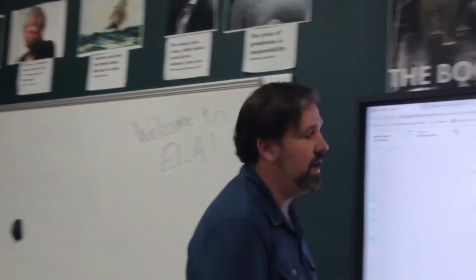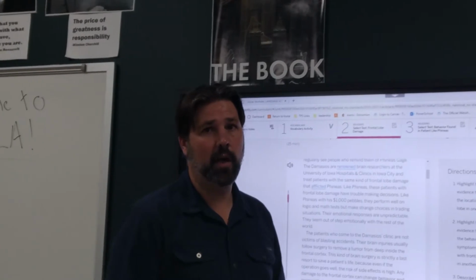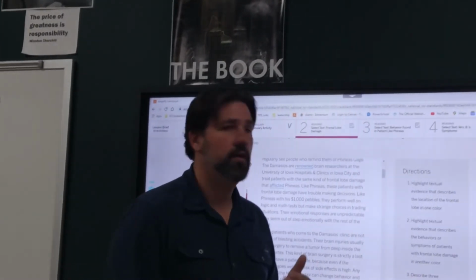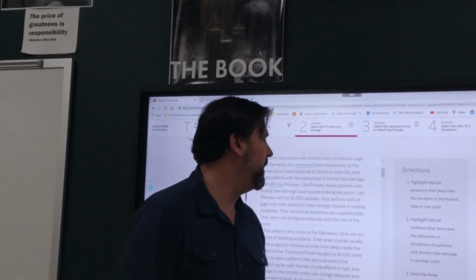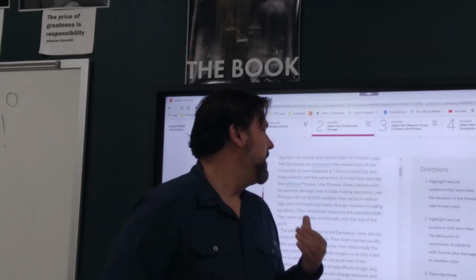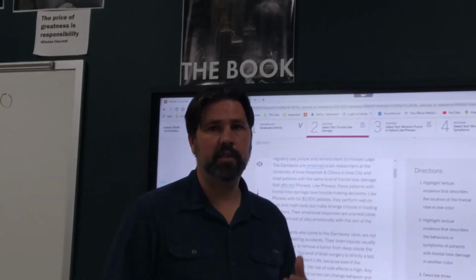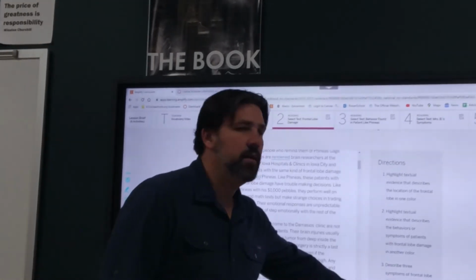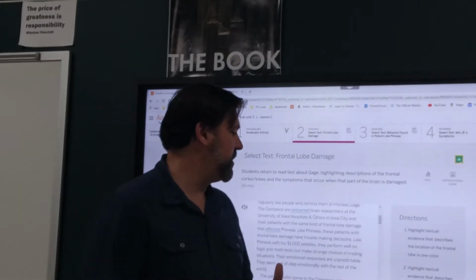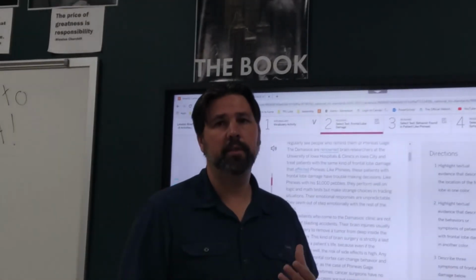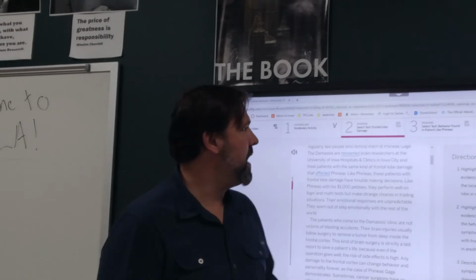And there's 3, I believe, people that were talked about. And what they want you to do on this slide, and you don't have to do it for a grade, but if you do this, your writing is going to be a lot easier. Highlight the information that describes the location of the frontal lobe. In the second bit, highlight text that describes the behavior and symptoms of people who have frontal lobe damage. Put that in another color. And then down here for slide number 3, describe 3 symptoms of people who have frontal lobe damage in that little box.